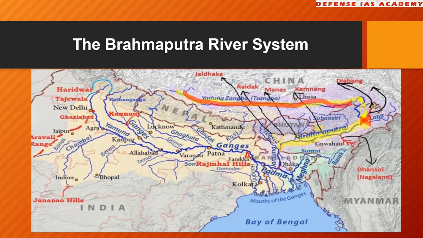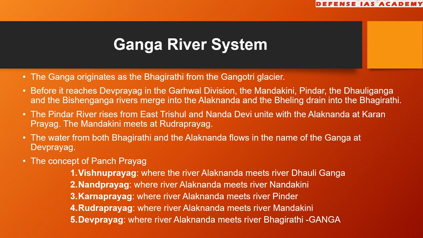So it has a longer flow than the Indus, and it is one of the biggest rivers, or the largest river in terms of its volume. And ultimately you can see that it drains off into the Bay of Bengal.